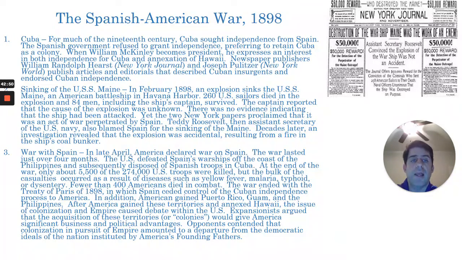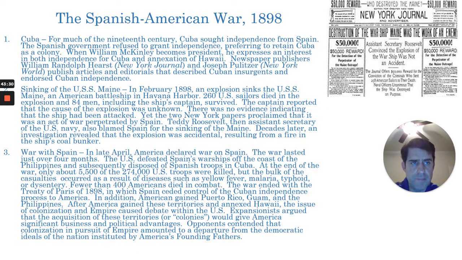But before I conclude today's lecture, I want to bring your attention to the image in the upper right-hand corner of this slide. That is the front page of the New York Journal after the USS Maine was sunk, after the explosion of the Maine. The headline reads, "Destruction of the warship Maine was the work of an enemy." So they're making it very clear. William Randolph Hearst's flagship newspaper making it very clear that they believe this was an act of war perpetrated by an enemy.